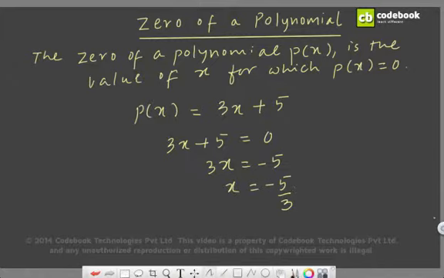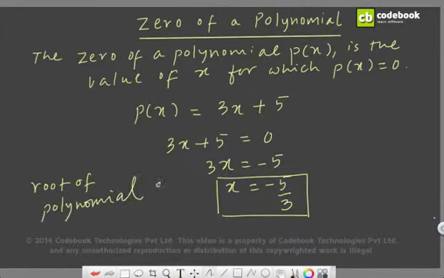So this value is called the zero of that polynomial. This is also called the root of that polynomial. So root of the polynomial or zero of polynomial.